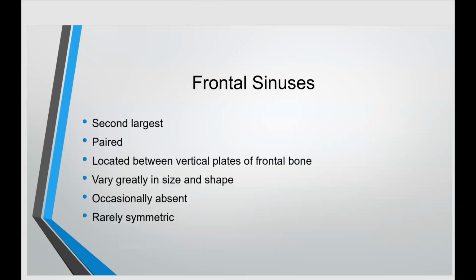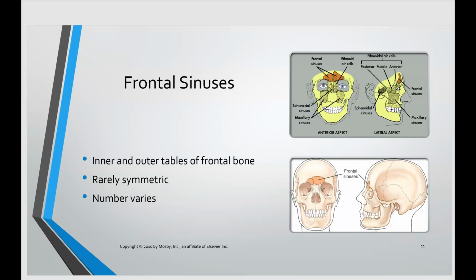Okay, the frontal sinuses are the next one we'll talk about. That's the second largest of your sinuses. They usually are in a pair, although some people don't even have any, so it can vary. They're located between the vertical plates of your frontal bone. They can be very, very tiny or very, very large. So they're very different in everyone. Sometimes they are absent, and they are very rarely symmetric on both sides if you do have 2.